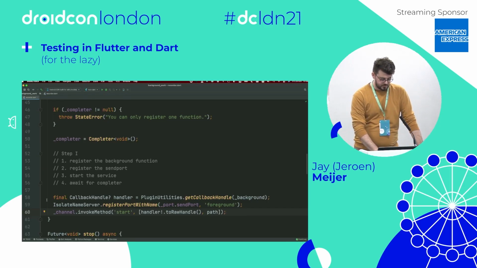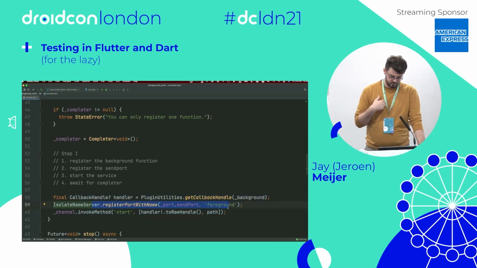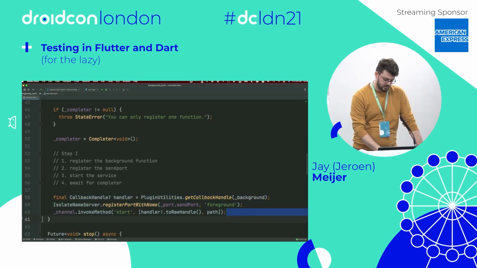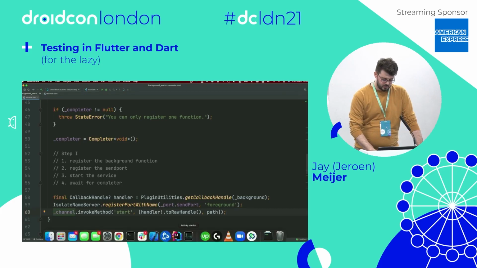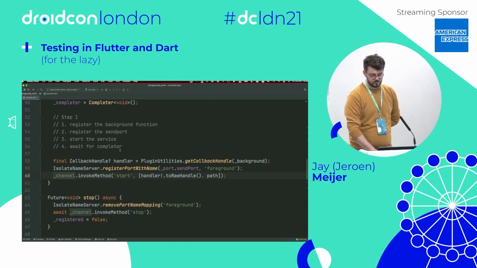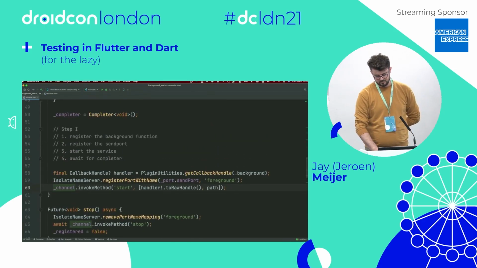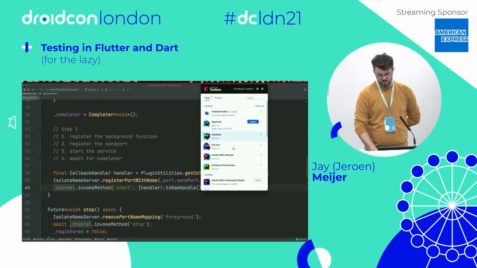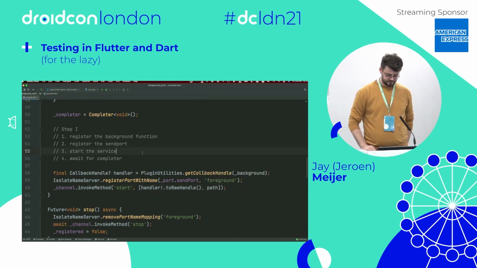So let's see the Android part. We registered the callback, we registered the send port to be able to communicate back with the front end, and now we are starting the service. So let's see how that works. What we need to keep in mind here is that obviously there's a bit more code here, but at the end I'm going to give out the repository so you can actually have a look at this.